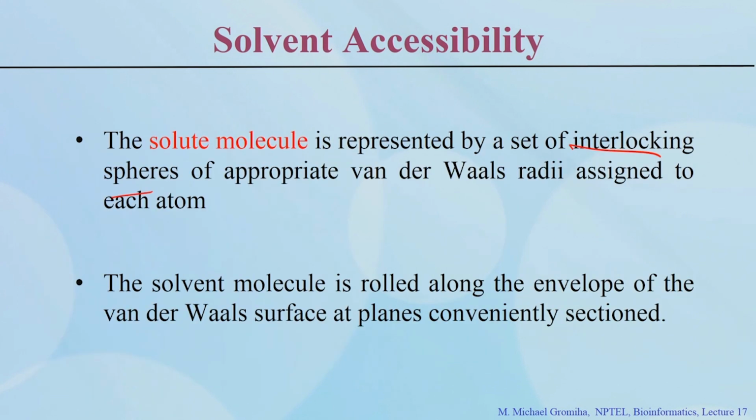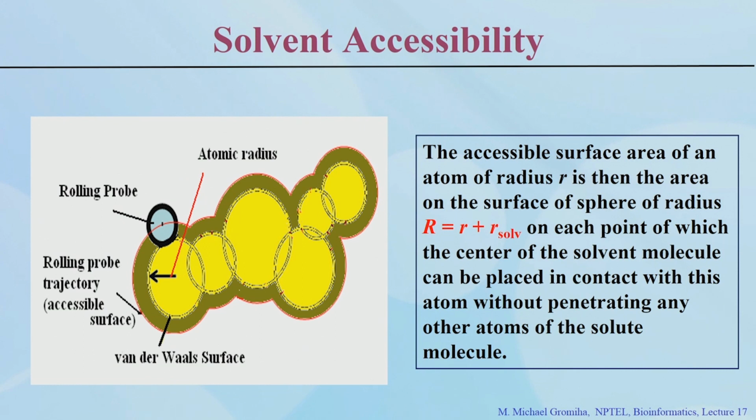Now you can roll the solvent molecule along the envelope of this van der Waals surface. You can see the van der Waals surface here. This is the water molecule of 1.4 angstrom. You roll this water molecule on the van der Waals surface, and from that you get the radius of the surface, equal to r plus r of the solvent molecule, and you can calculate the accessible surface area of an atom of radius r. This is the area of the surface of a sphere of radius R, where R equals r plus r of the solvent molecule. On each point, the center of the molecule is in contact with the solute molecule without penetrating other atoms. If this water molecule is rolling around, how far it can penetrate into each atom is based on the van der Waals radius of each atom in a protein. That area we call the solvent accessible surface area.